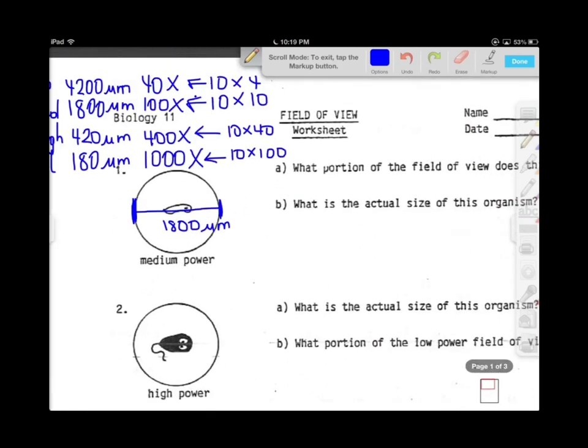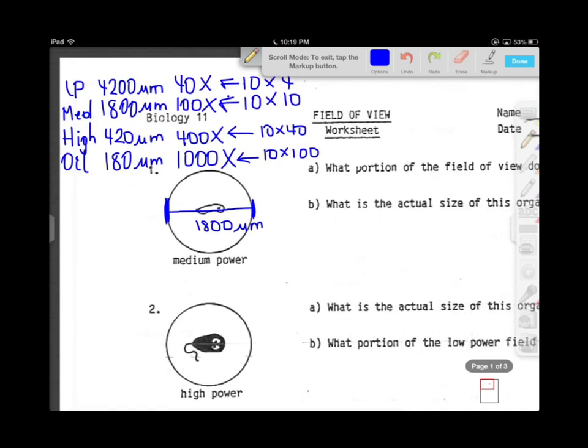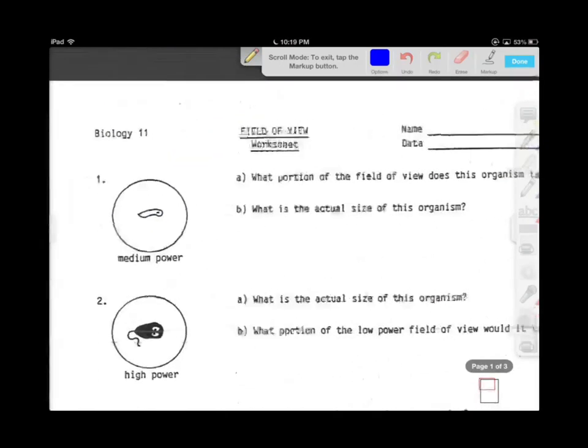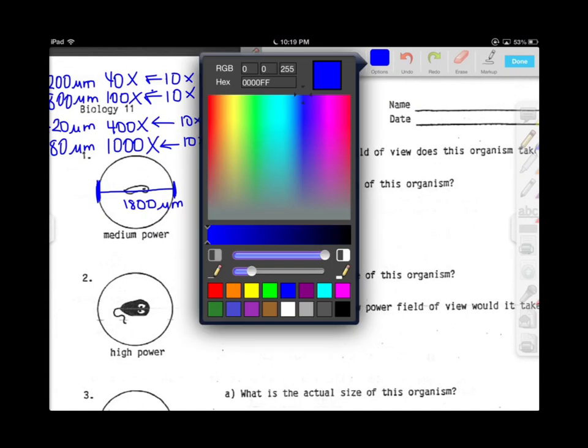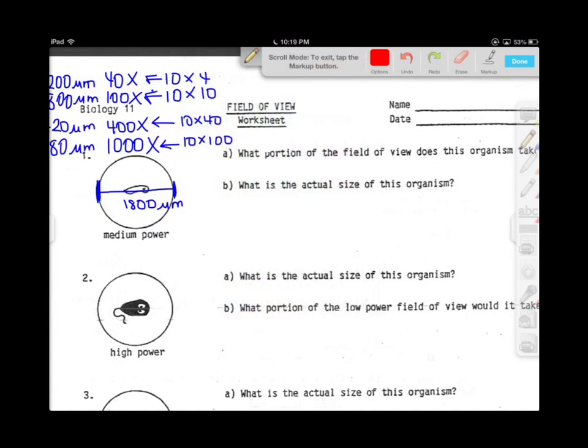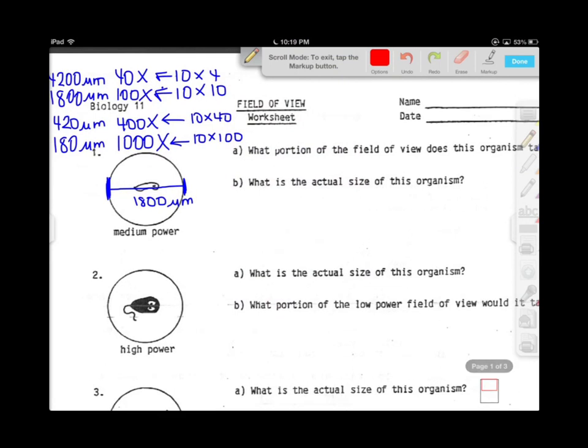Okay. So now that we have that information, we'll be able to use it for our questions. This one says, what portion of the field of view does this critter take up? So you have to make a little bit of a judgment call, but there we go. You'd probably be able to fit 3 of these little guys across here. Now, if you look at it, you say, okay, 3 of those guys across, if all the way across is 1800 micrometers, then each of those little guys is probably 6.